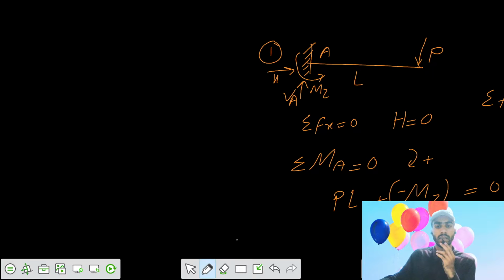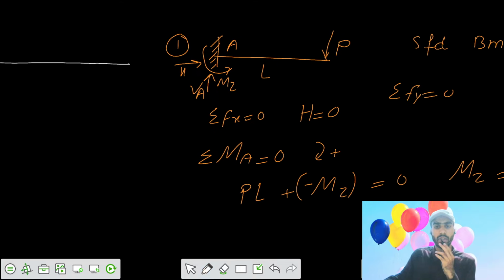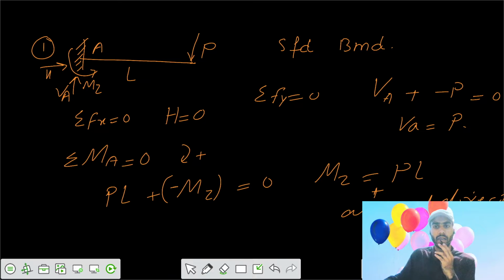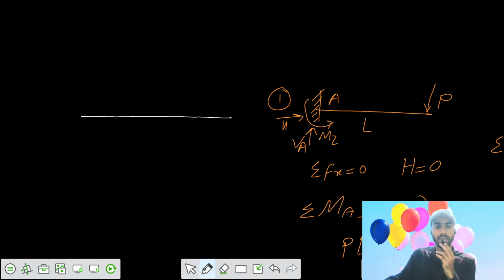So what is the shear force diagram? Let's say this is your reference line. We have the reaction at A equal to P. This was your support here. The reaction at A was equal to the load P, and the moment was equal to P into L.